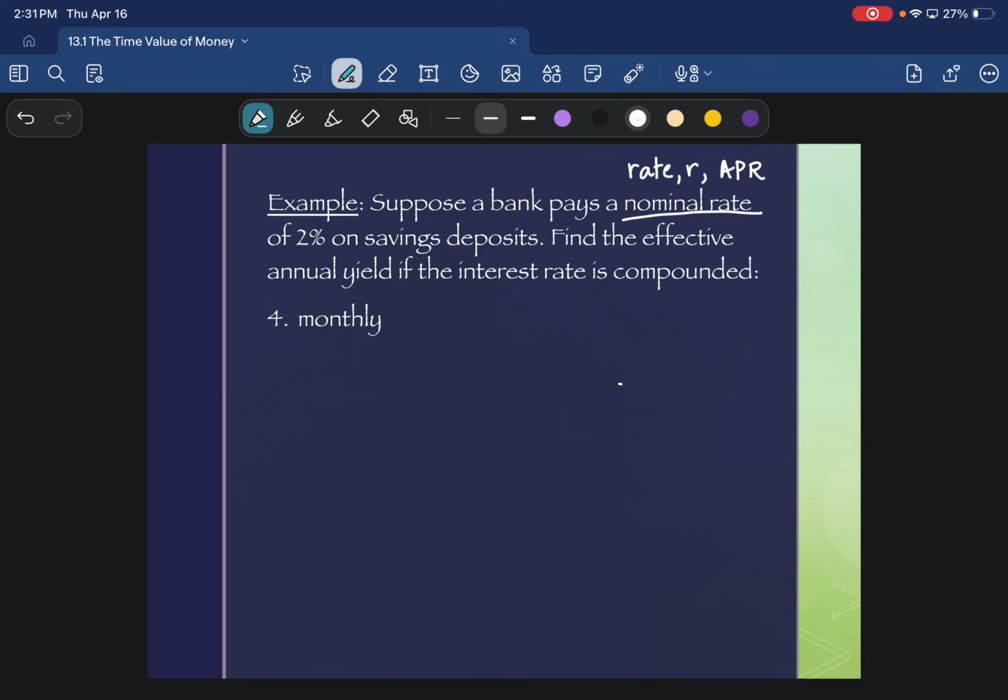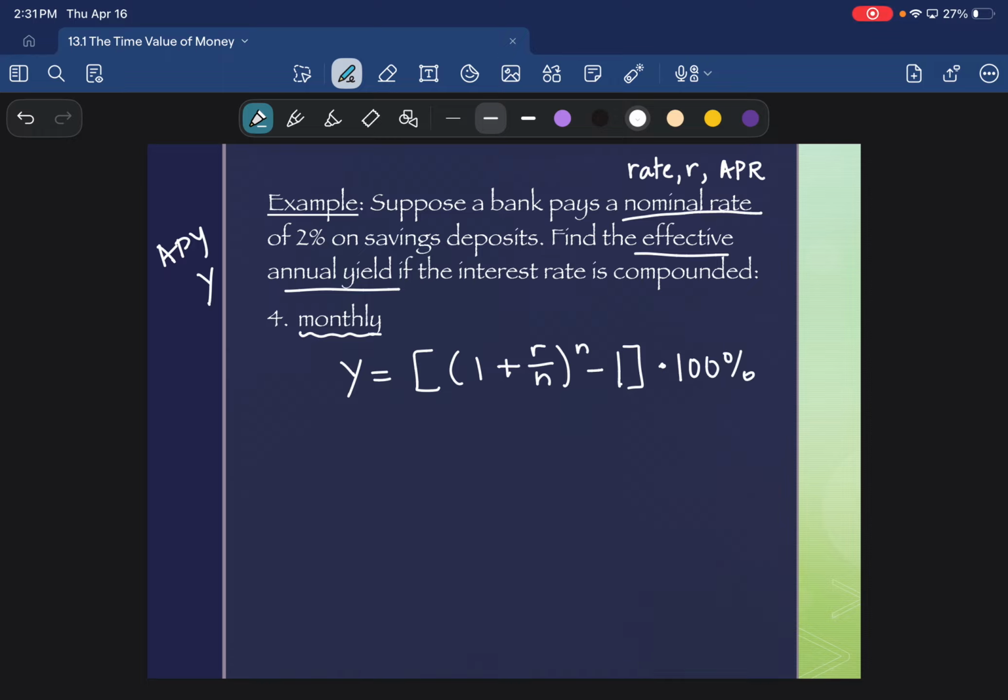It tells us that we have 2% on a savings deposit, and it wants us to find the effective annual yield. That's what we called Y on the previous screen, also known as the APY. And it tells us that it's compounded monthly. So that formula on the previous screen looked like this. The good news is there are only two things we don't know in this problem, R and N. There are only two variables, and we're given both of them in the problem.